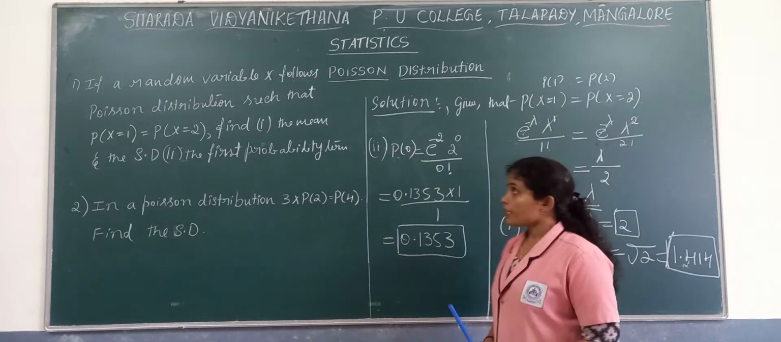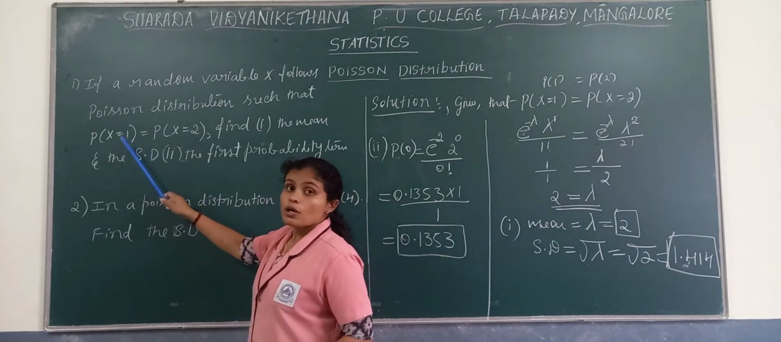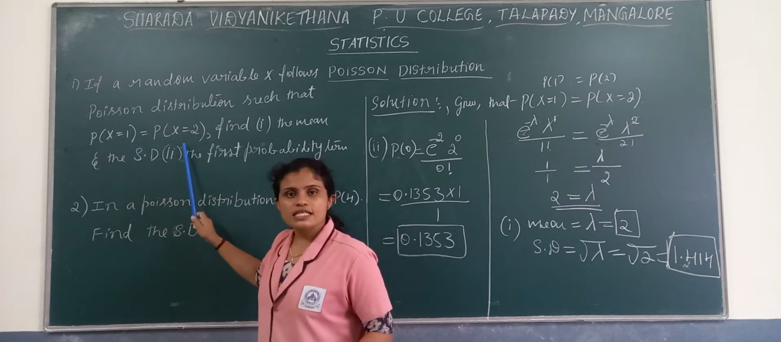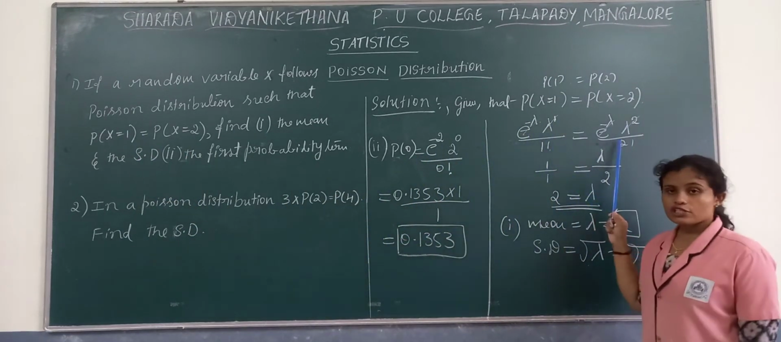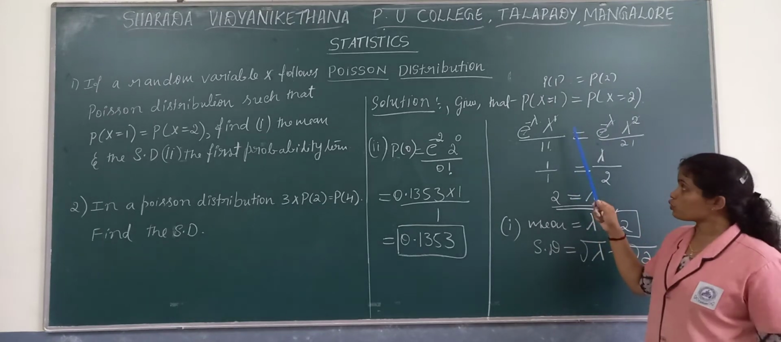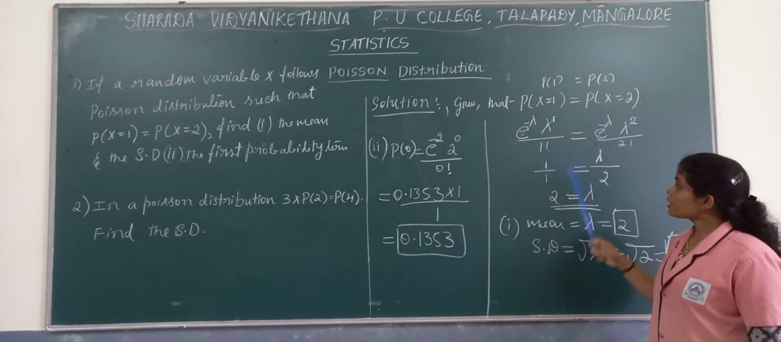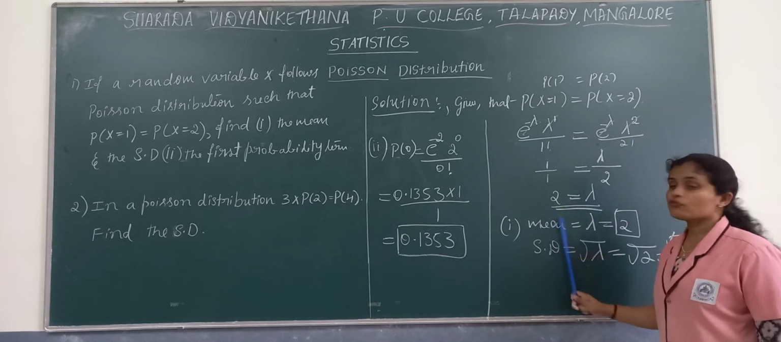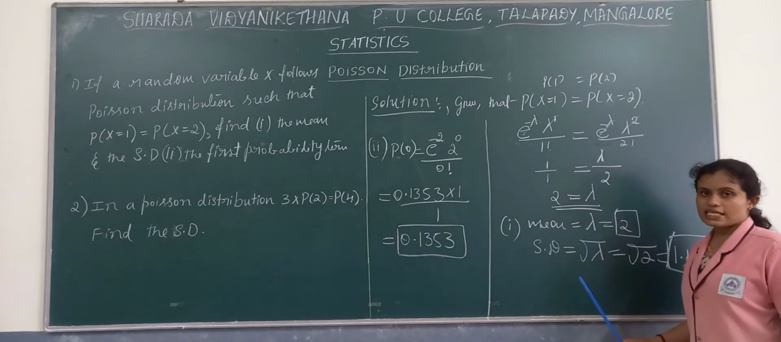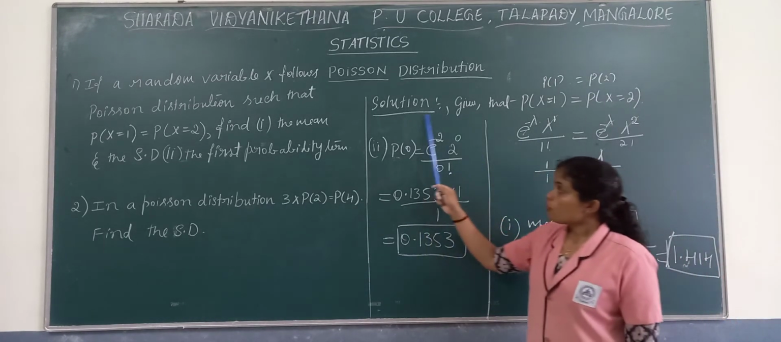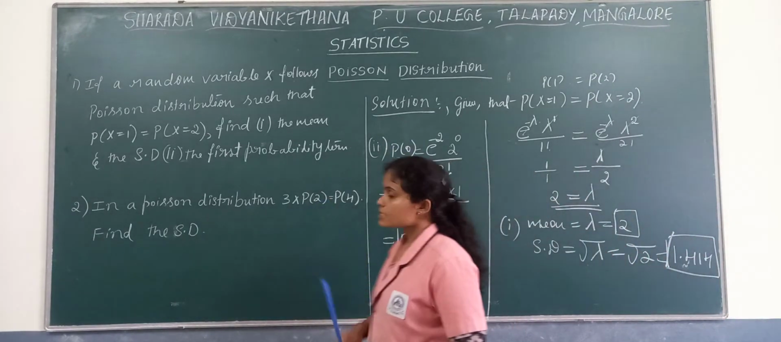Firstly, what they have given, here they have given P of 1 is equal to P of 2. That we are substituting here. By substituting into the formula, we are showing that P of 1 is equal to P of 2. Here everything gets cancelled, and from that we get lambda value as 2. Then we are finding out the mean and standard deviation. Then here first probability term, P of 0. Now we will move towards the second question.